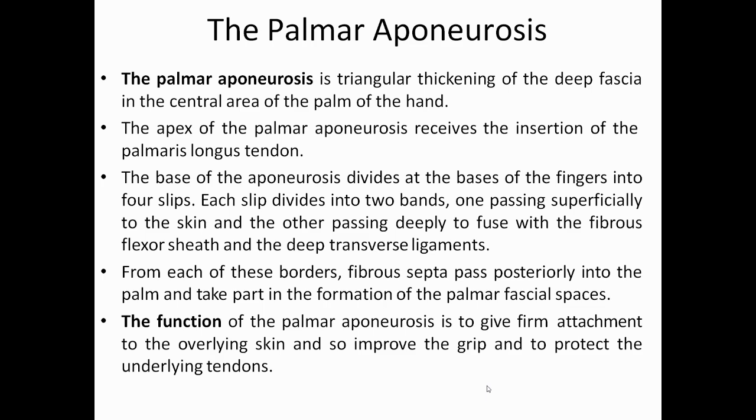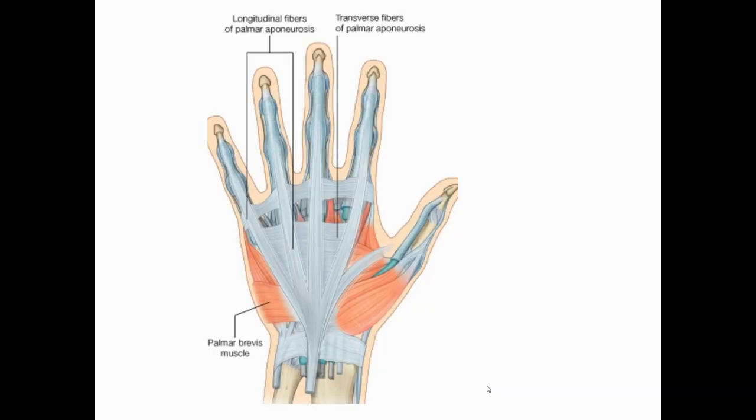From each of these borders, fibrous septa pass posteriorly into the palm and take part in the formation of the palmar fascial spaces. The function of the palmar aponeurosis is to give firm attachment to the overlying skin and so improve the grip, and to protect the underlying tendons. Now we can see there are longitudinal fibers of the palmar aponeurosis and the transverse fibers of the palmar aponeurosis.